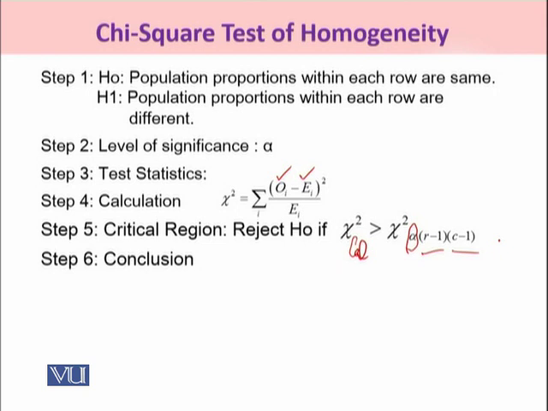And in the last step, you will have to conclude your results on the basis of the observed Chi-square and the tabulated Chi-square.